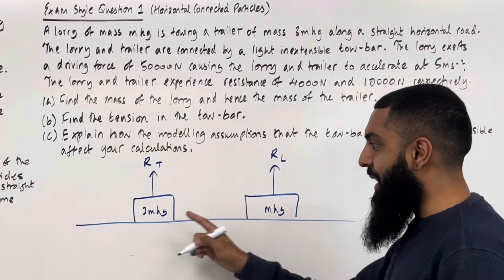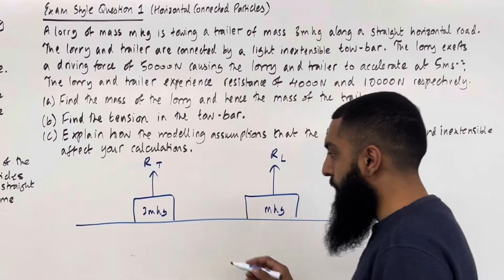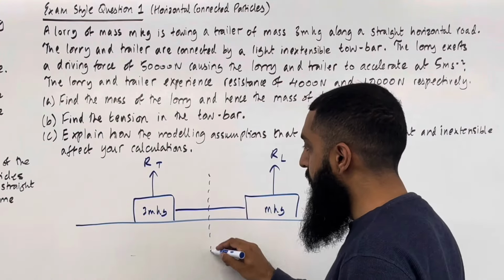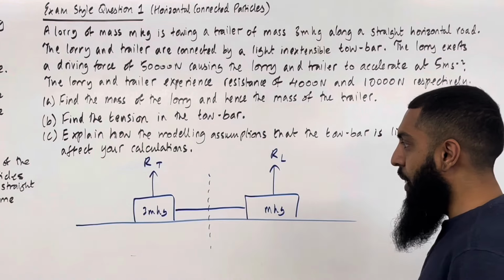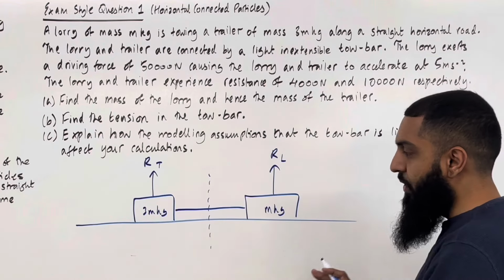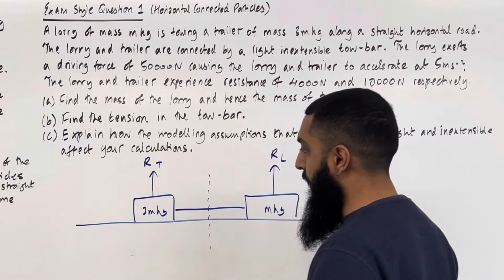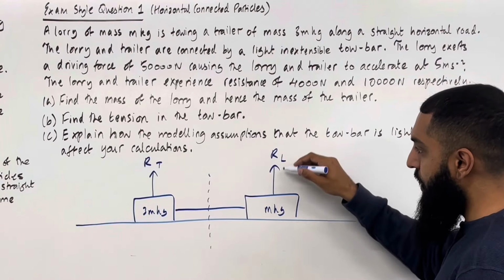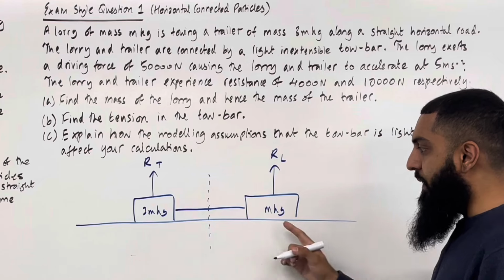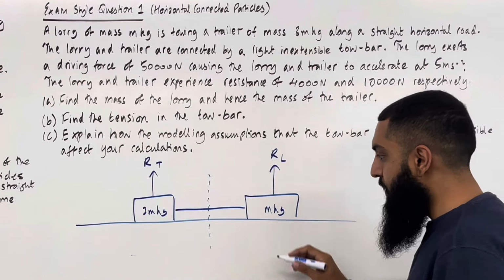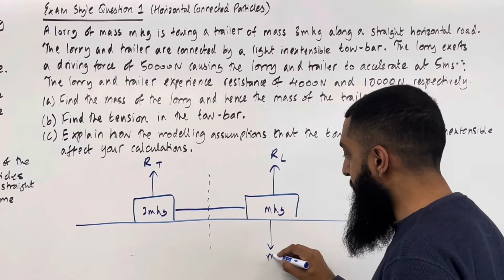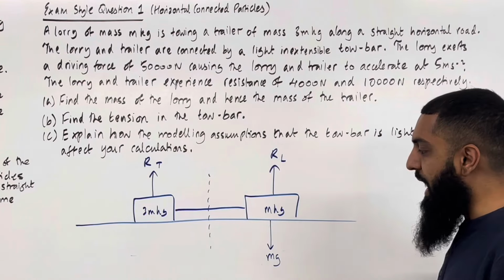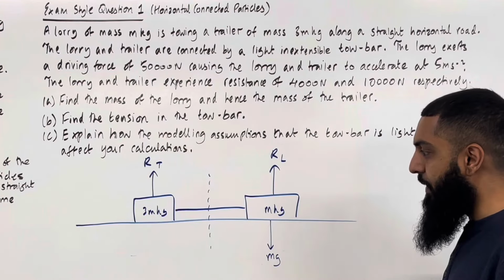Both particles are connected by a light inextensible tow bar. Let's create a split over here so that we can look at the forces acting on the lorry separately and the forces acting on the trailer separately. Let's start with the forces acting on the lorry. We've got the normal reaction. We also have the weight of the lorry acting vertically downwards. This is given by mg, where g is the acceleration due to gravity. g is equal to 9.8 meters per second squared.